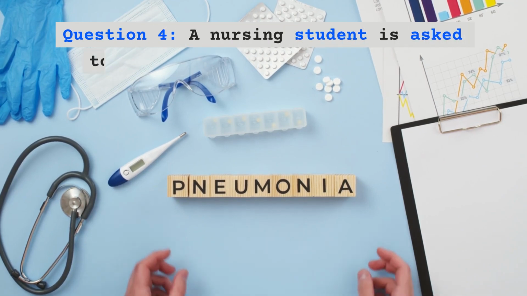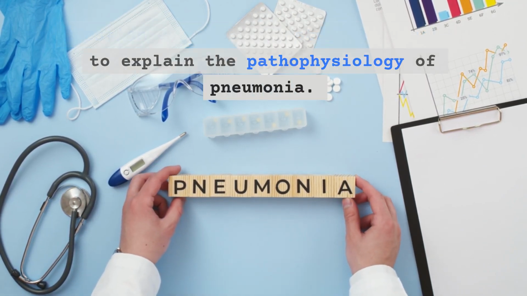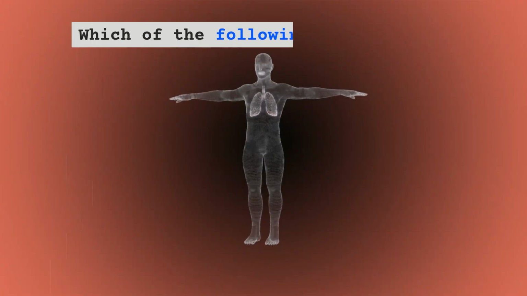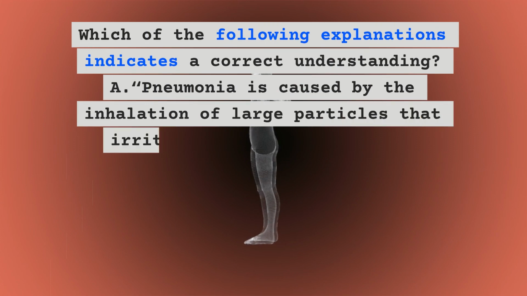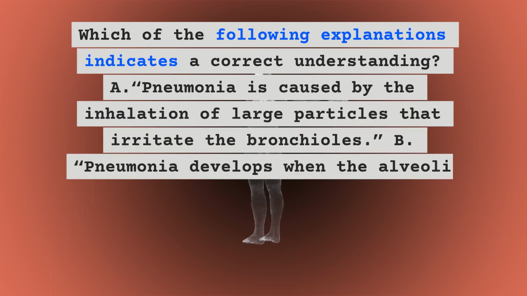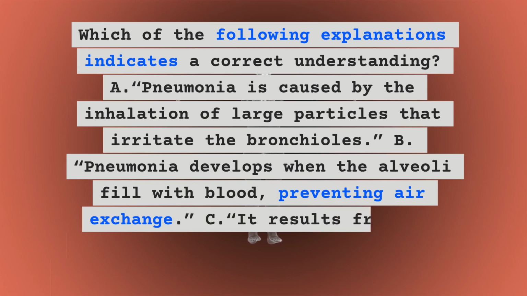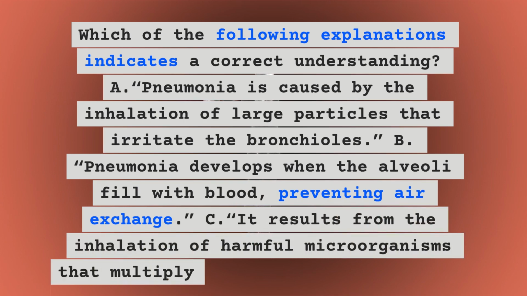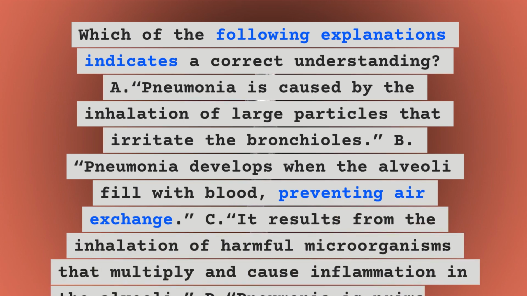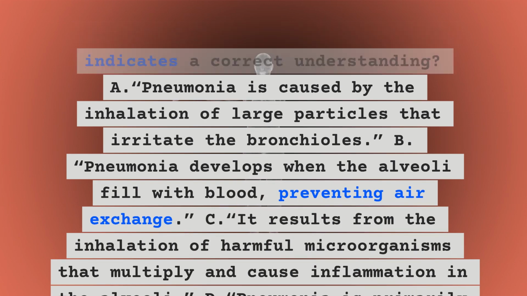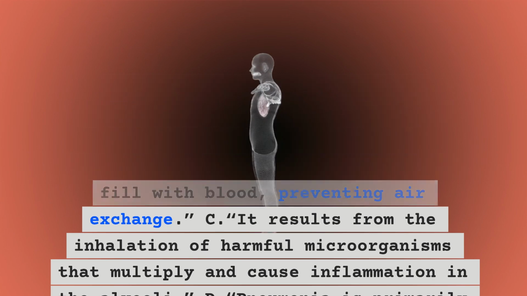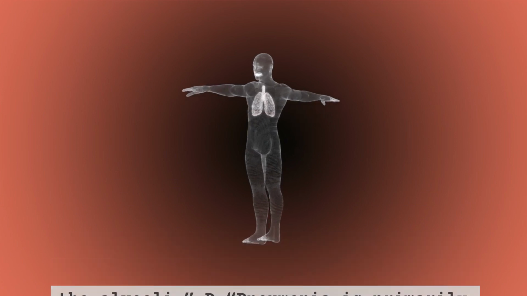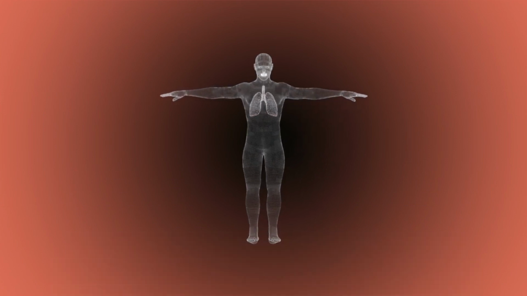Question 4. A nursing student is asked to explain the pathophysiology of pneumonia. Which of the following explanations indicates a correct understanding? A. Pneumonia is caused by the inhalation of large particles that irritate the bronchioles. B. Pneumonia develops when the alveoli fill with blood, preventing air exchange. C. It results from the inhalation of harmful microorganisms that multiply and cause inflammation in the alveoli. D. Pneumonia is primarily a cardiac condition affecting the heart's ability to pump oxygen.